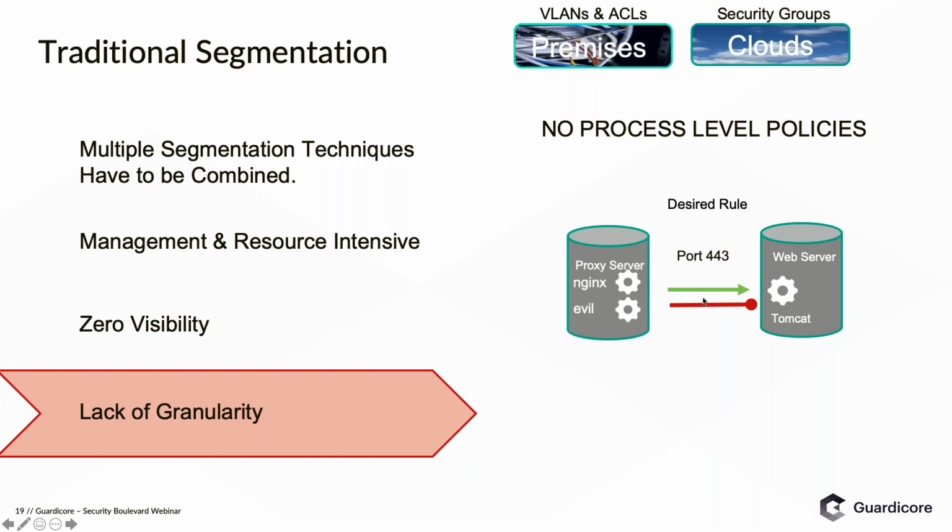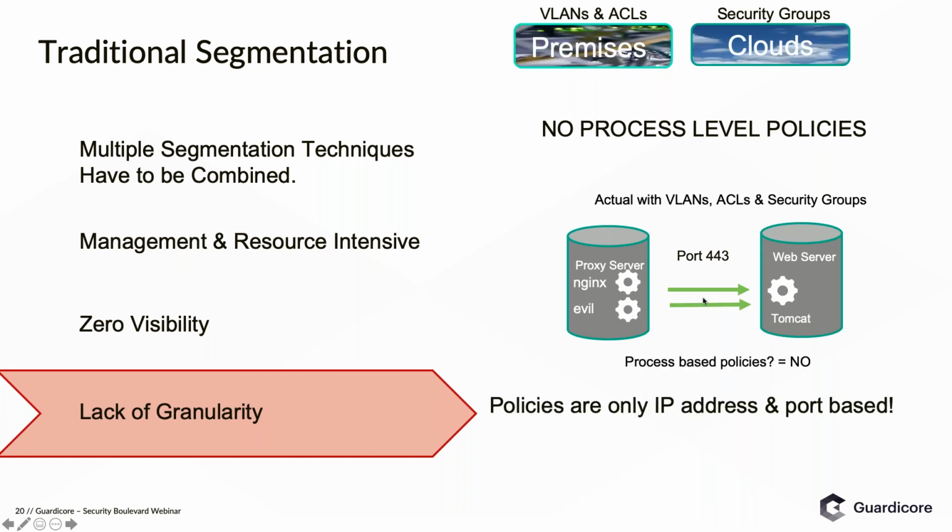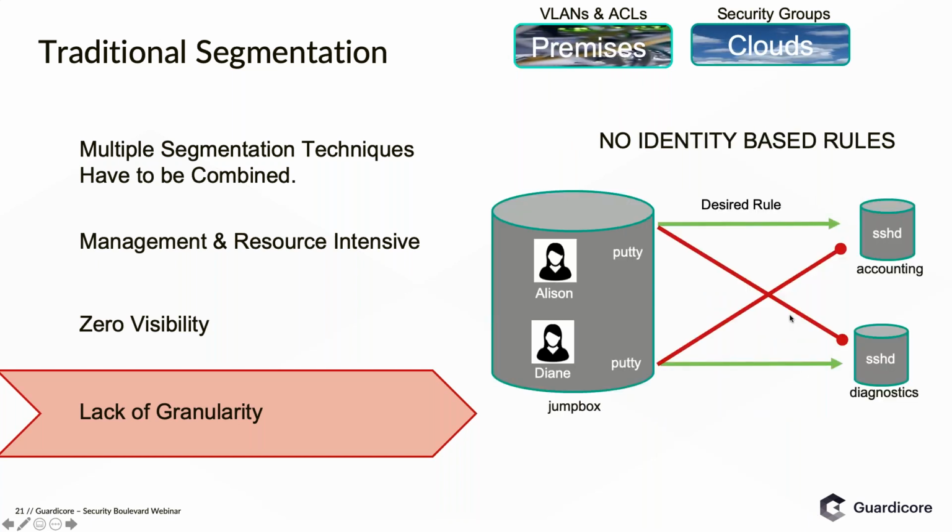I don't want to take advantage of that 443. And what you find out is with VLANs, ACLs, and security groups, you can't do that. You're stuck with IP address and port only, so that evil process gets through. It basically becomes a pipe into that web server, and the evil process can take advantage of it. So that's one problem with traditional segmentation.